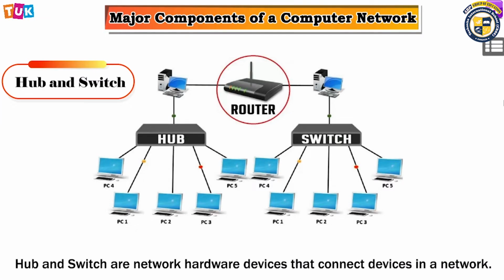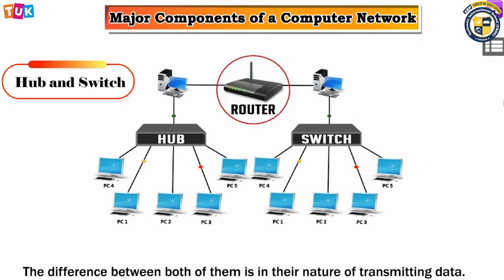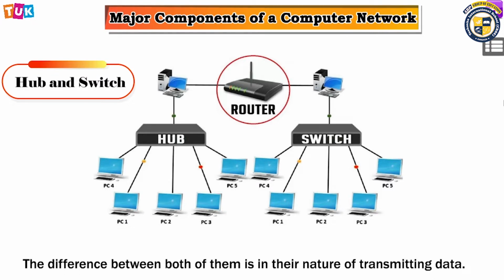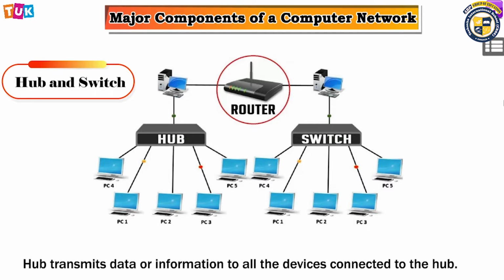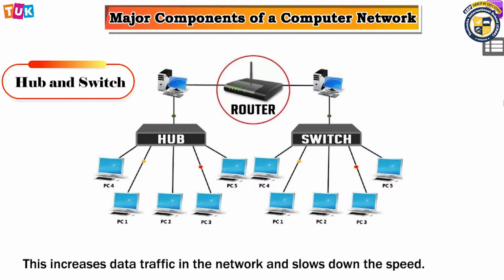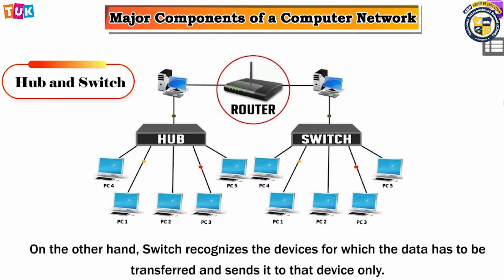Hub and switch. Hub and switch are network hardware devices that connect devices in a network. The difference between both of them is in their nature of transmitting data. Hub transmits data or information to all the devices connected to the hub. This increases data traffic in the network and slows down the speed. On the other hand, switch recognizes the devices for which the data has to be transferred and sends it to that device only.